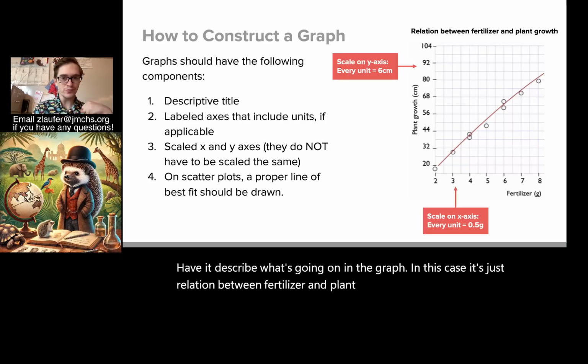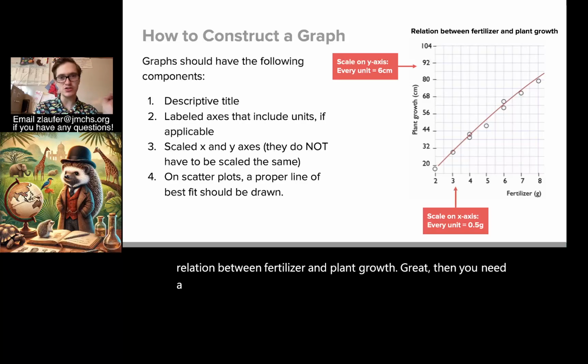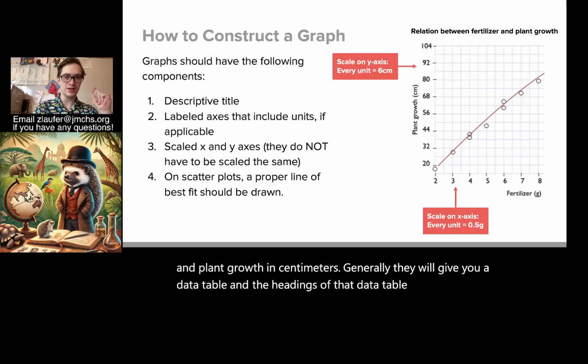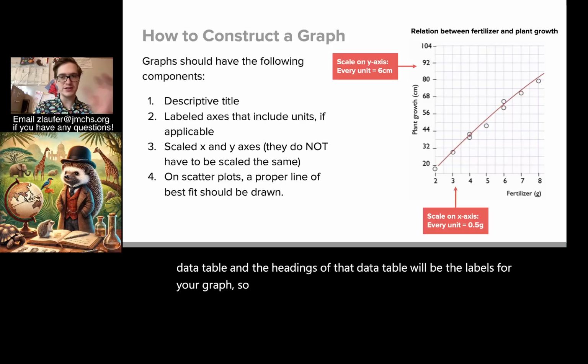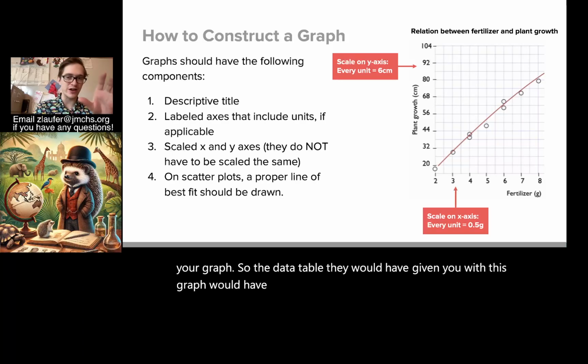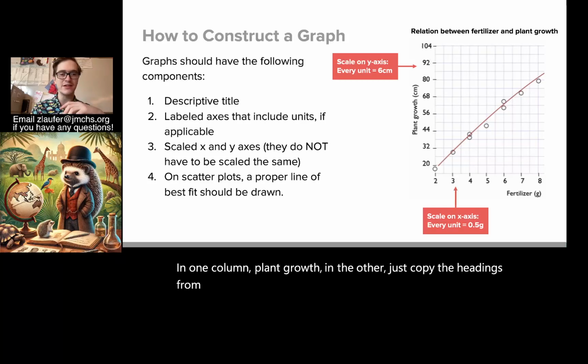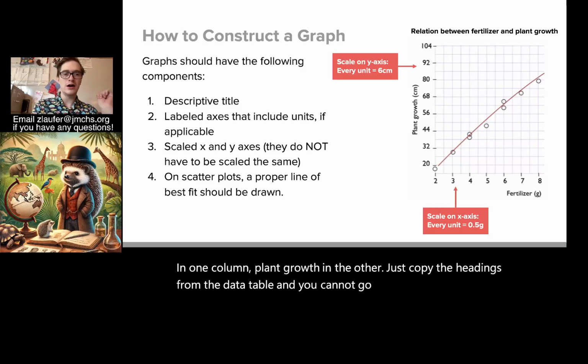Great. Then you need labeled axes that include units. So we have fertilizer in grams and plant growth in centimeters. Generally, they will give you a data table, and the headings of that data table will be the labels for your graph. So the data table they would have given you with this graph would have had fertilizer grams in one column, plant growth in the other. Just copy the headings from the data table, and you cannot go wrong.